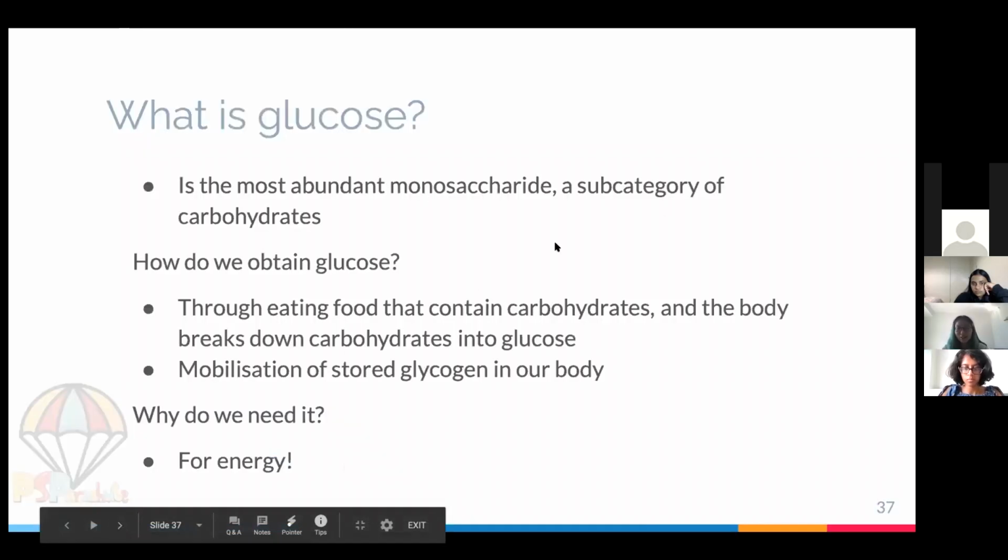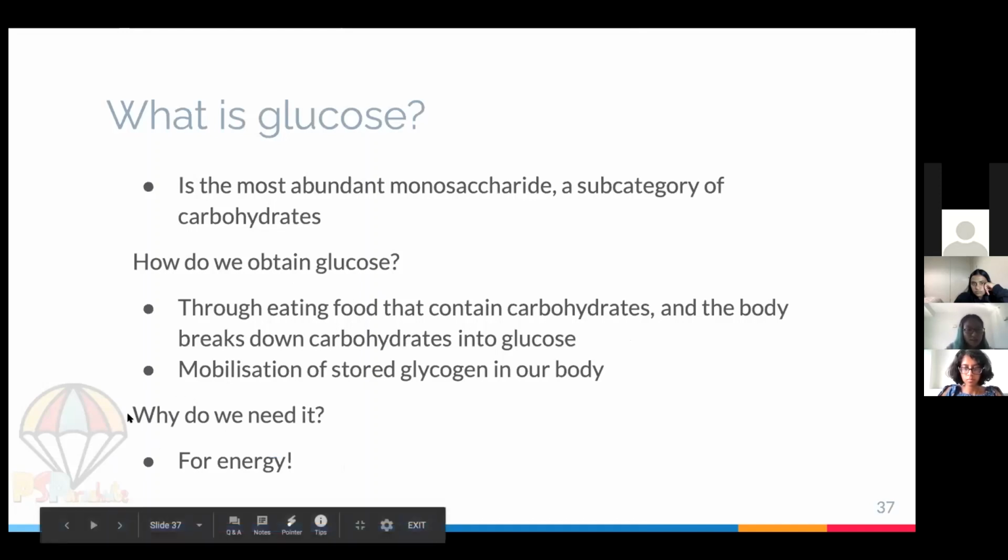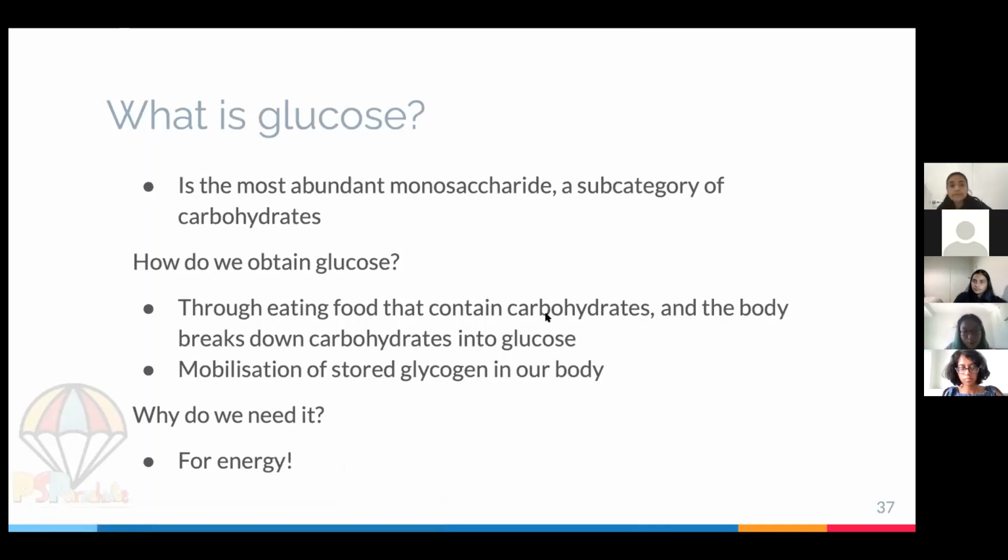Okay, so let's start off with glucose. So glucose metabolism. What is glucose? Basically just know that it's a type of carbohydrate, and it's very abundant. We obtain it through eating food, for example sugar and stuff. And the body is able to break down carbohydrate into glucose.